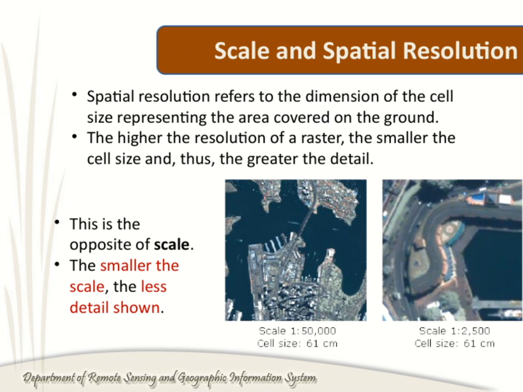Spatial resolution specifically means the size of the cell or pixel that represents a particular area on the ground. The higher the resolution of a raster image, the smaller those cells are, which means we can see more fine details. So, in essence, increasing the resolution allows us to get a clearer, more detailed picture of the landscape. This is important because it impacts how accurately we can analyze and interpret spatial data.